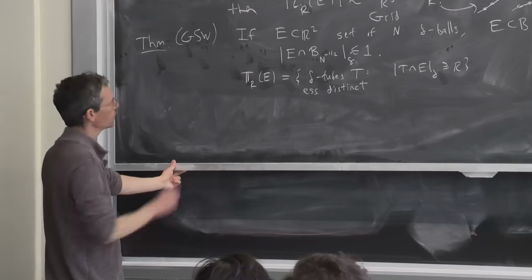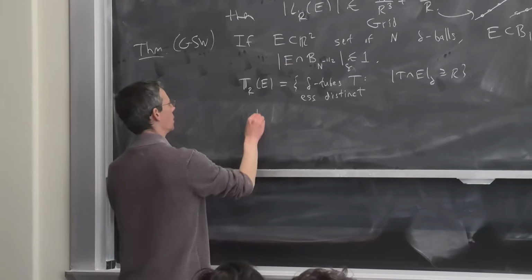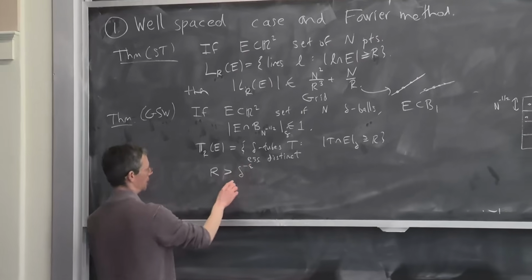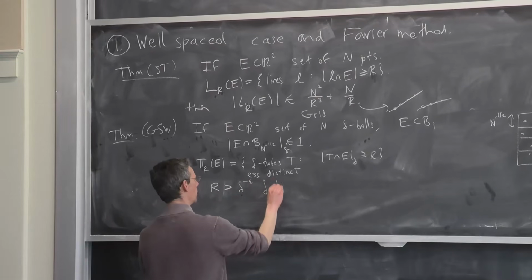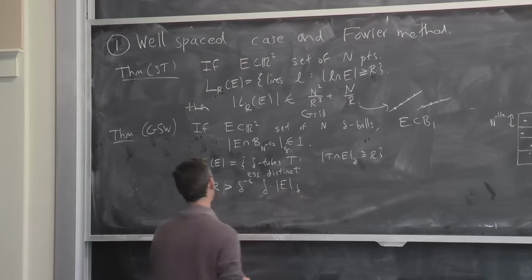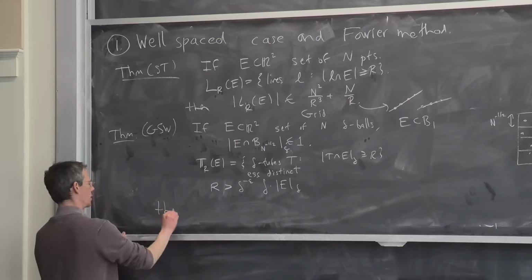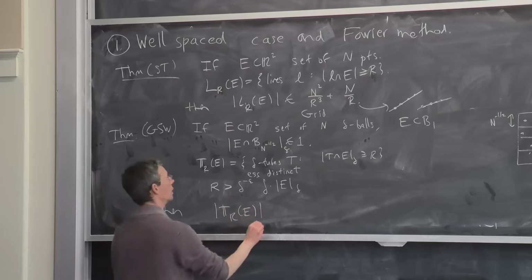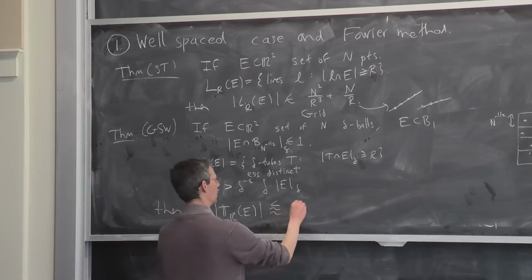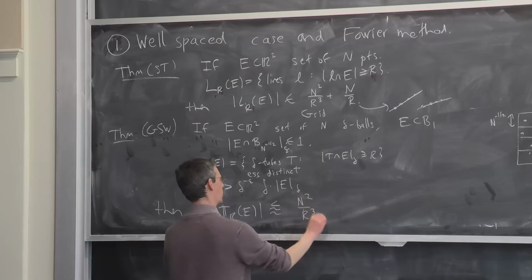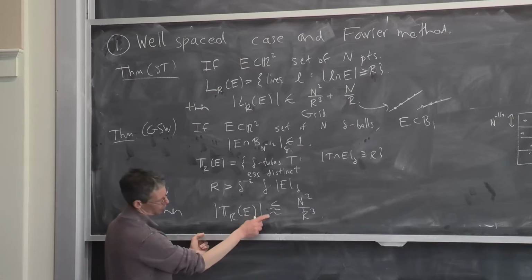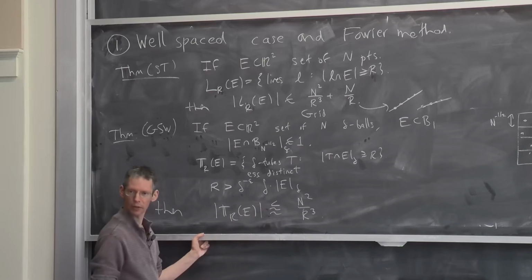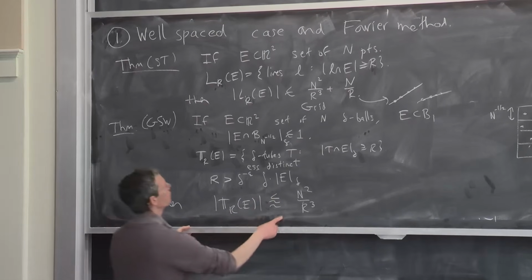OK. Now there's one other hypothesis, which is that R is not too small, which I'll explain in a minute. So the hypothesis says R is at least a little bit bigger than delta times E delta. And then the conclusion is almost the same as before, that TR of E is less than or similar to n squared over R cubed. The tilde here means that it's hiding something like a delta to the epsilon or something like that. But it looks almost the same as this.